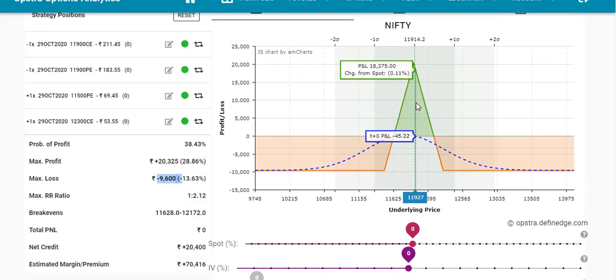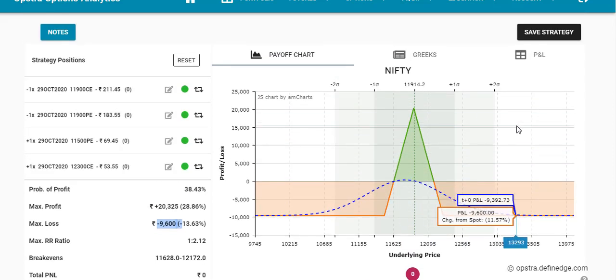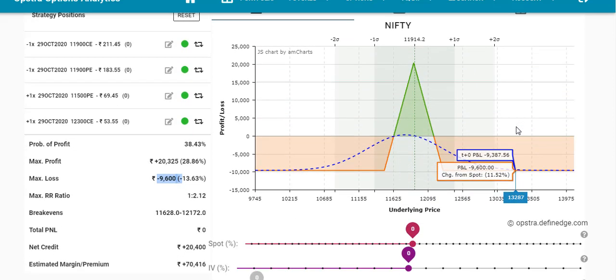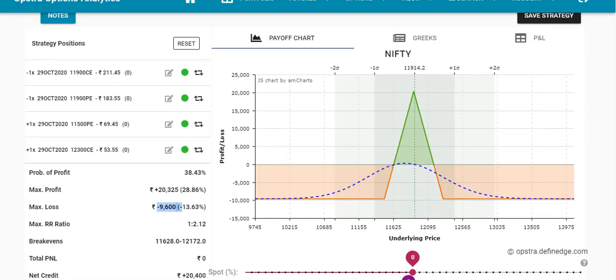This is the iron fly strategy, and mostly people use it when VIX is under 15. Then mostly people use it for 45 days or 30 days. Then people make it when their premium is high. So this is the normal strategy.